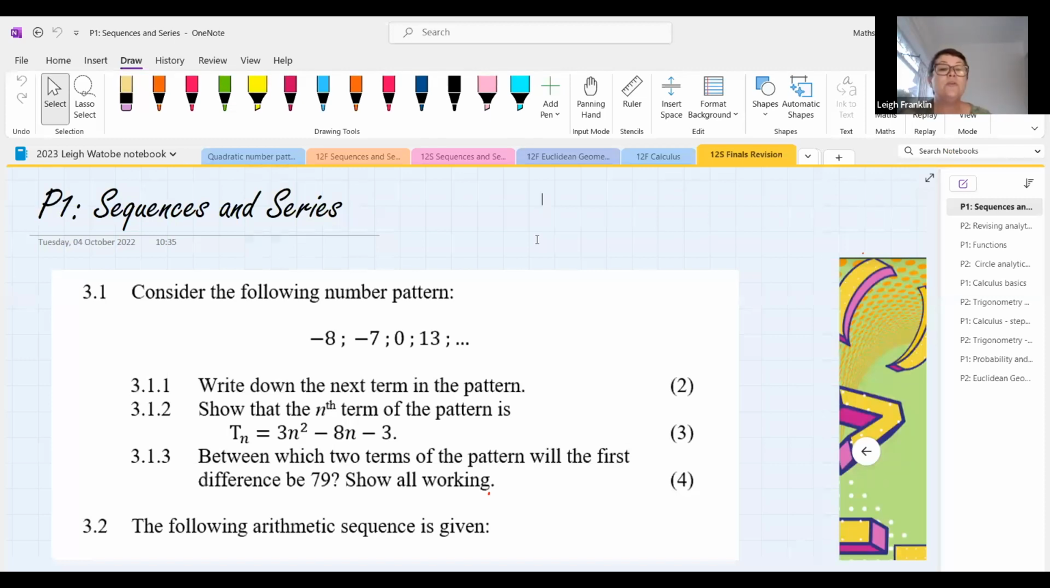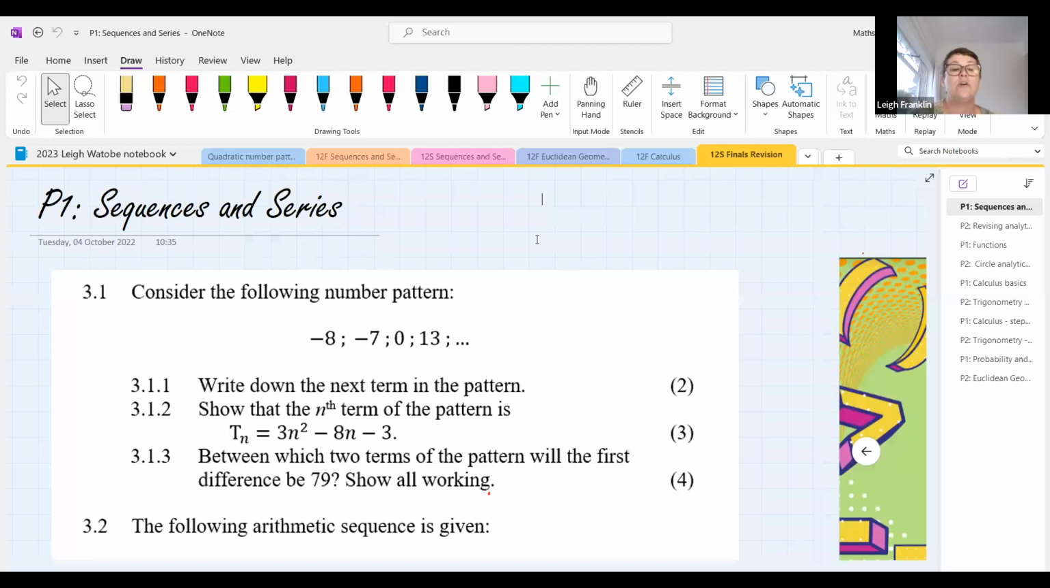Okay, so let's consider the first question. It asks us to consider the following number pattern: -8, -7, 0, and then 13. At a quick glance, we can see that it does not appear to be arithmetic because there's no constant difference. It also doesn't appear to be geometric, especially because it's got a 0 in it. We know we can't divide by 0. So if it's not arithmetic and it's not geometric, it's probably going to be a quadratic pattern. The first thing they want us to do is write down the next term in the pattern.